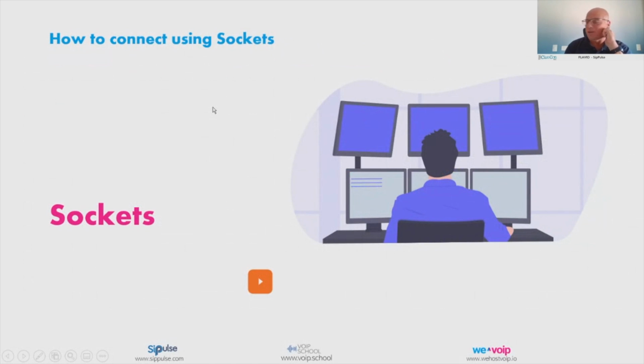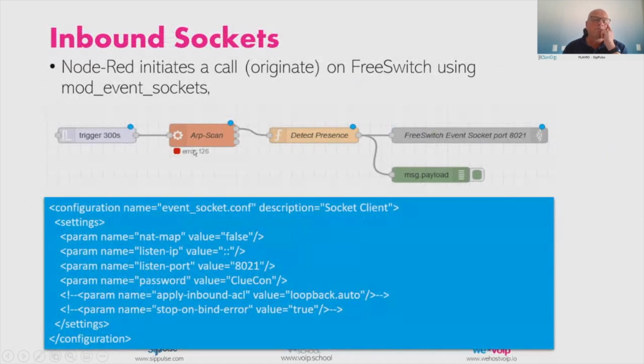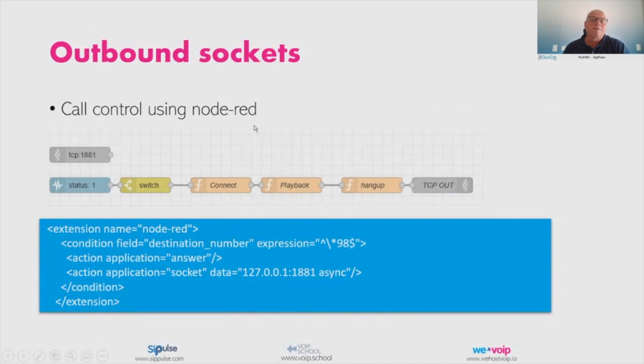How to connect using sockets. Okay, there's something wrong with it. We can also connect using sockets. So for sockets, we have inbound sockets and outbound sockets. So for inbound sockets, I have to create the event socket and prepare for the port 8021. And for outbound sockets, I can use call control based on outbound sockets. So it's not very hard to do too.